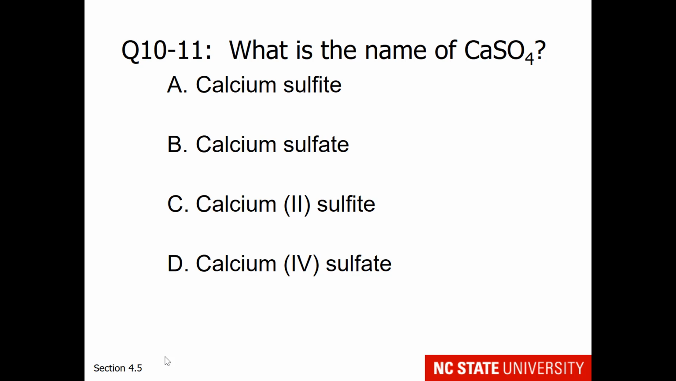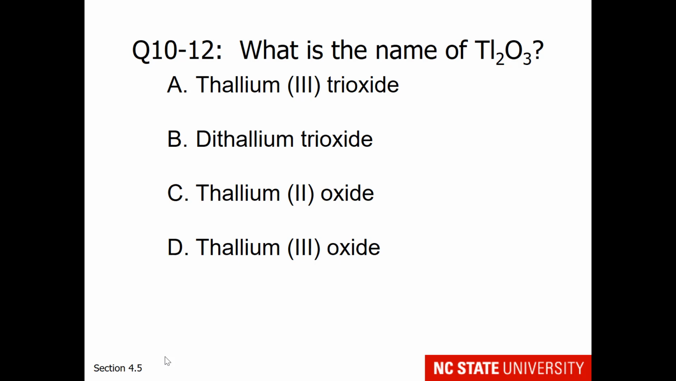How about CaSO4? SO4 is a polyatomic ion that I hope you know. Please find calcium on the periodic table and decide, do you need Roman numerals or not? And if so, what is calcium's oxidation state? How about Tl2O3? Do you or do you not need Roman numerals?